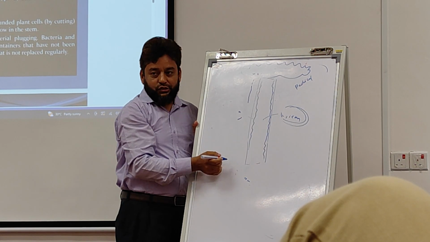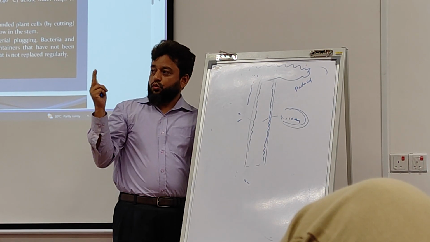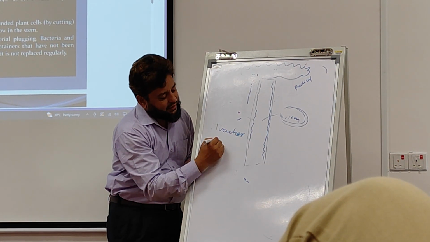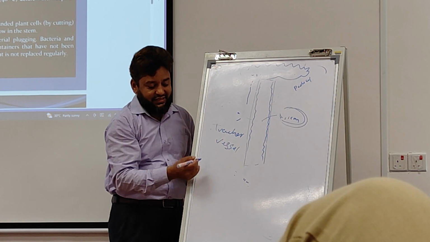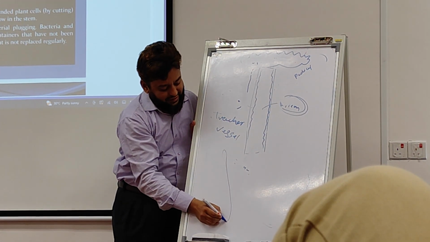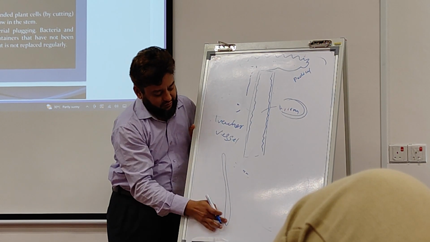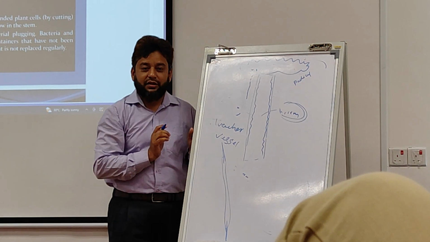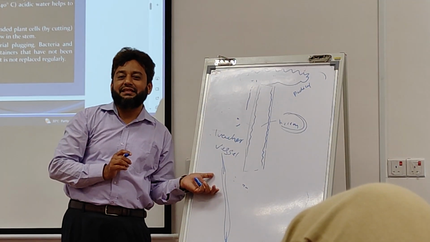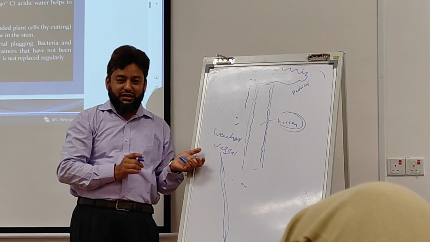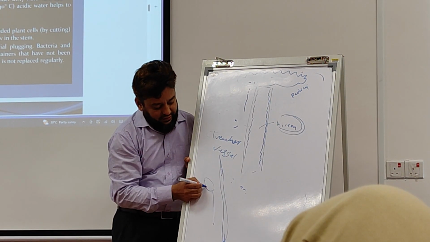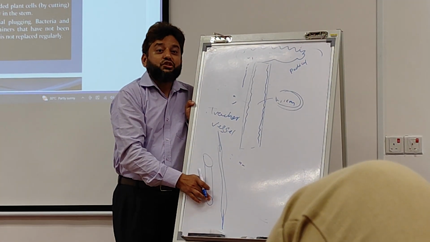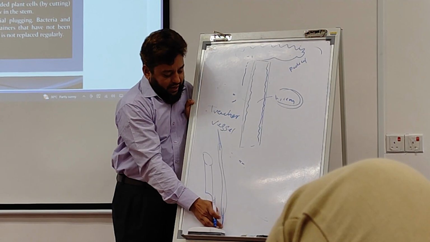Through the xylem, there are mainly two types of cell. Number one is the tracheid and the other is the vessel. If the cell shape looks like this, then this one is the tracheid. But if the cell shape looks like this, that is the vessel. They look like tubes.